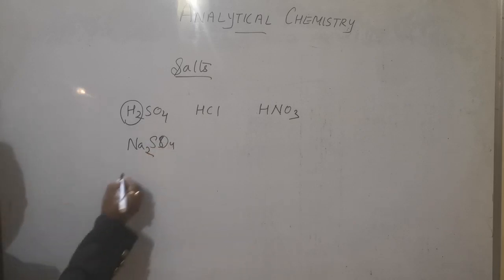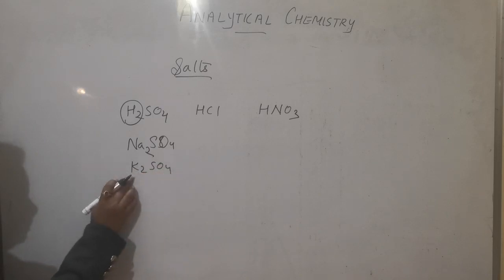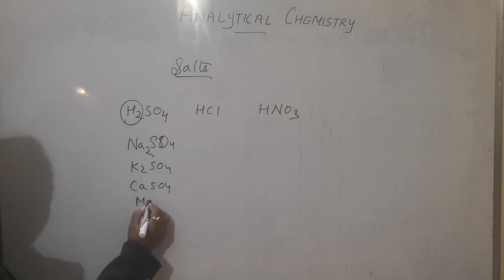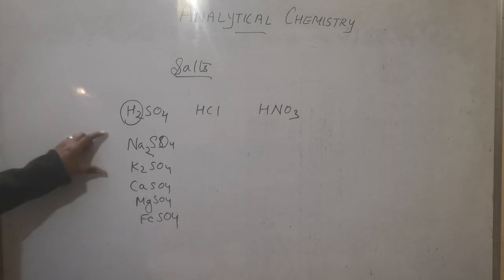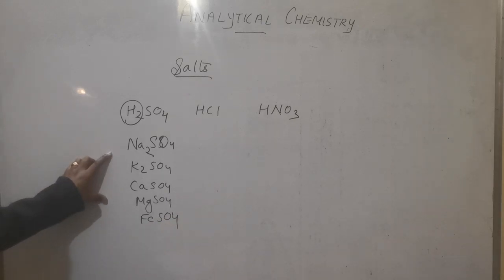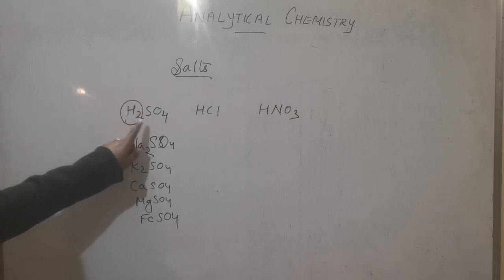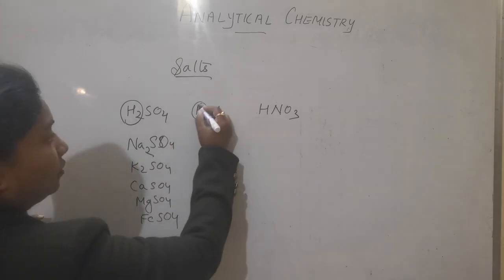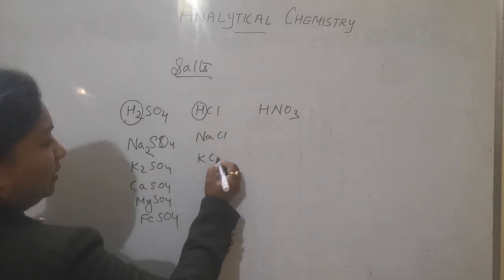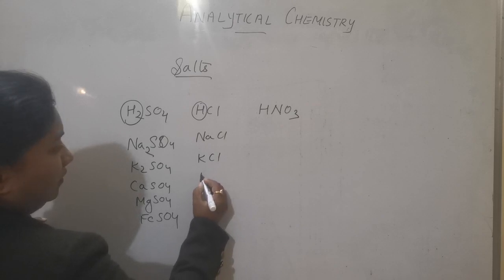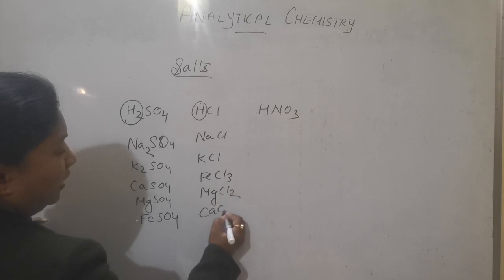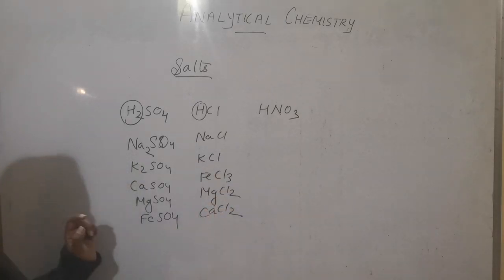We have to replace this hydrogen by a metal cation. Its valence is 2. Similarly, K2SO4. This is also metal cation. Calcium sulfate, magnesium sulfate, ferric sulfate. So these are some of the salts that are produced by replacing both the hydrogen from this sulfuric acid. Similarly, this is hydrochloric acid and we want to replace this hydrogen by these metal ions. Ferric chloride, magnesium chloride, calcium chloride. Many examples are there.